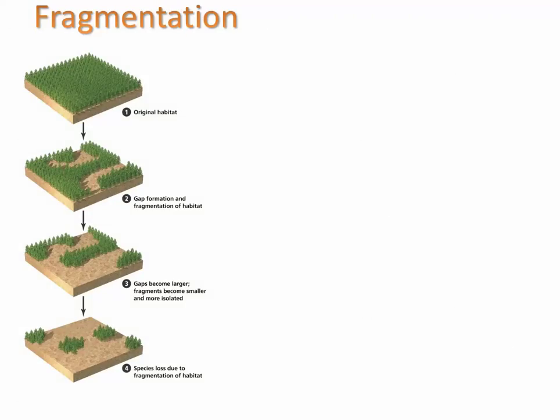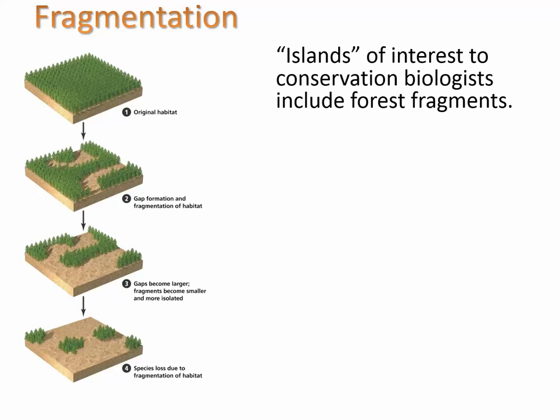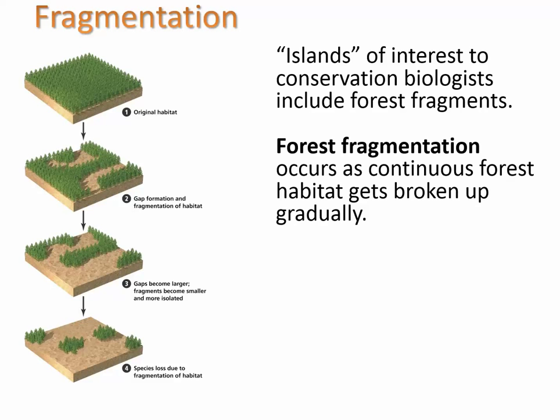So this is an idea of fragmentation, taking area of habitat and separating it so that species can't easily move from one area to another. The islands of interest to conservation biologists include forest fragments, like we talked about, and forest fragmentation occurs as continuous forest habitat gets broken up gradually. So we can see how this may have been the original habitat, and then you go in there and you do a little bit of lumber harvesting, and then even some more, and before you know it, you actually have islands.